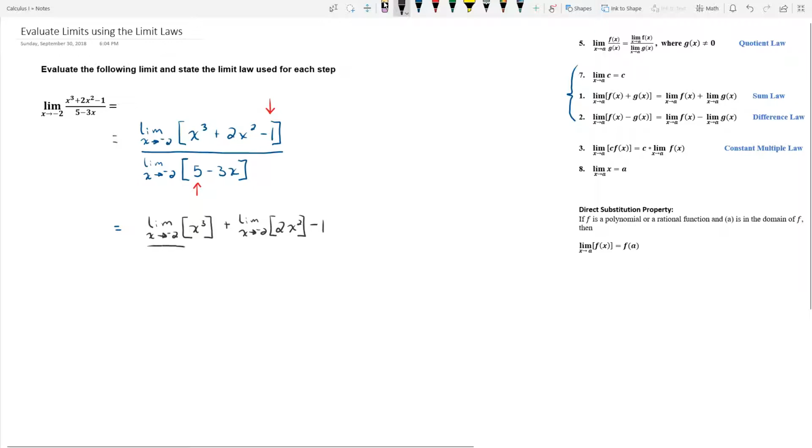And again, this is all set over, and here we're just going to put our constant value, 5, minus the limit as x approaches -2 for 3 times x.